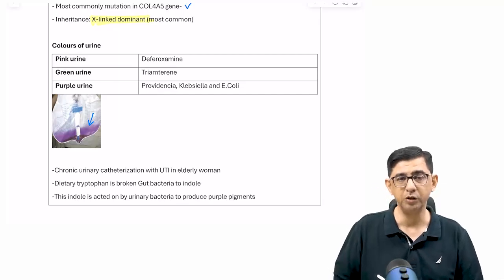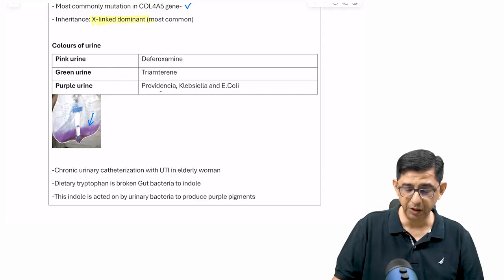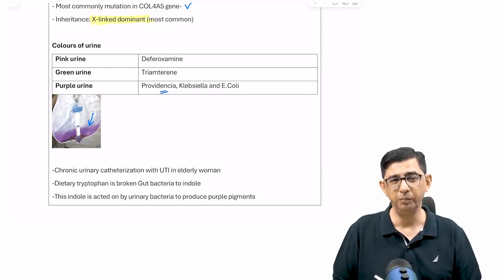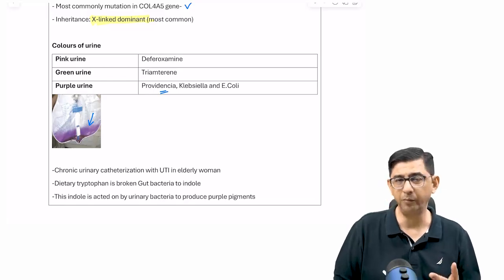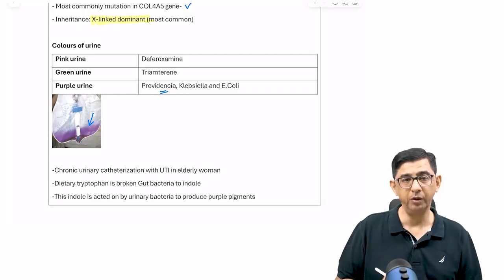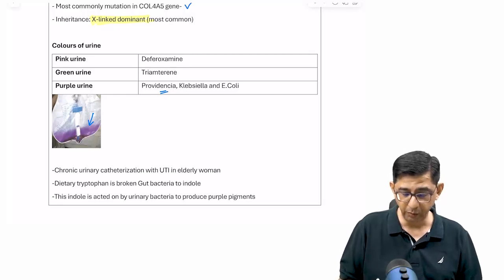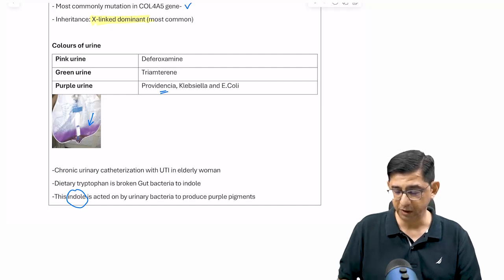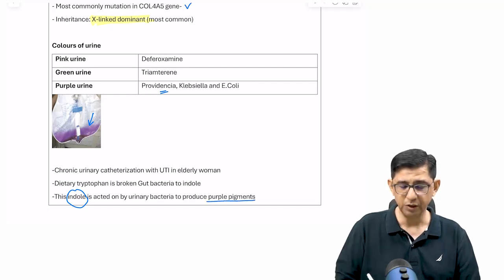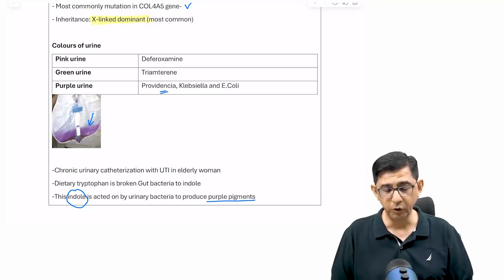This purple would be caused by these bacteria, that is Providencia, Klebsiella, or E. coli. The basic point is that in our body, tryptophan produces indole, and this indole, which is produced normally in our body, is metabolized by these bacteria to produce the purple pigments and can cause this purple bag syndrome, as they call it, or purple urine to be present.